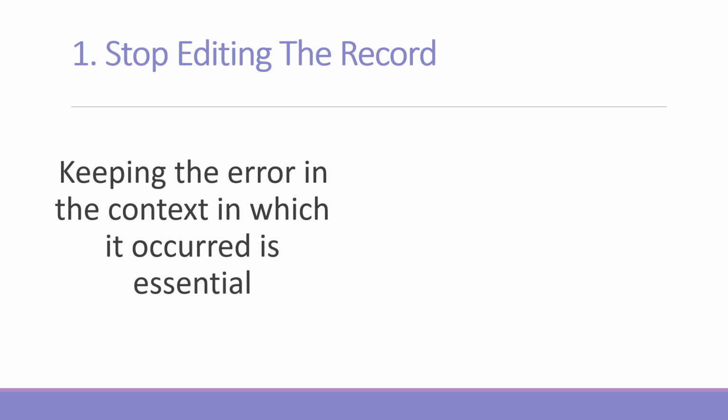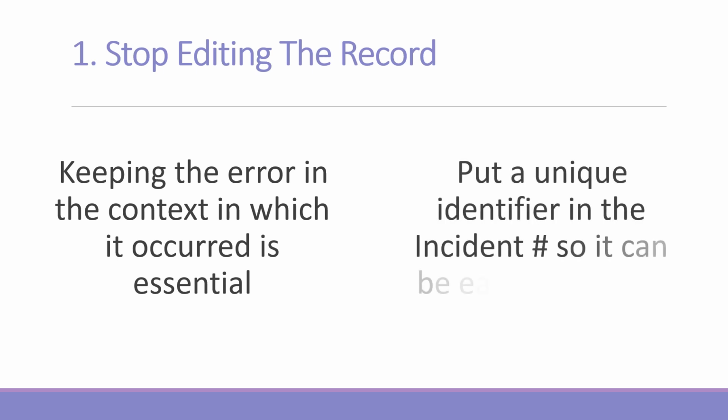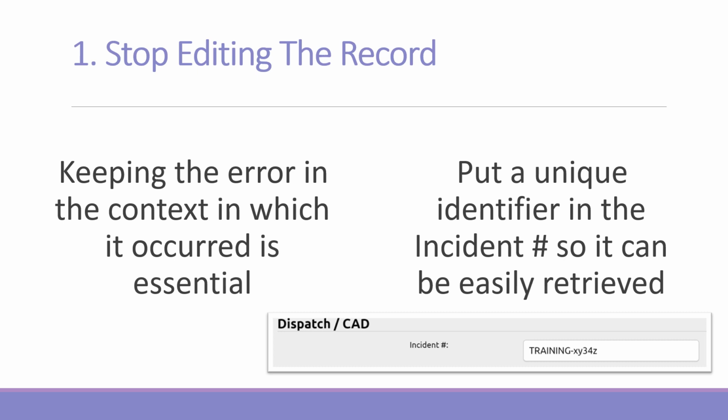So please leave the record as it is in the error state, and then put some kind of a unique identifier in the incident number so that I can easily retrieve it. In this case, it was a training record, and you can leave training as the incident number as a default as you're going through. But if you had a record that was a problem, then put something after the word training in the incident number so that I can find it quickly and easily with a search of the incident records in your agency.